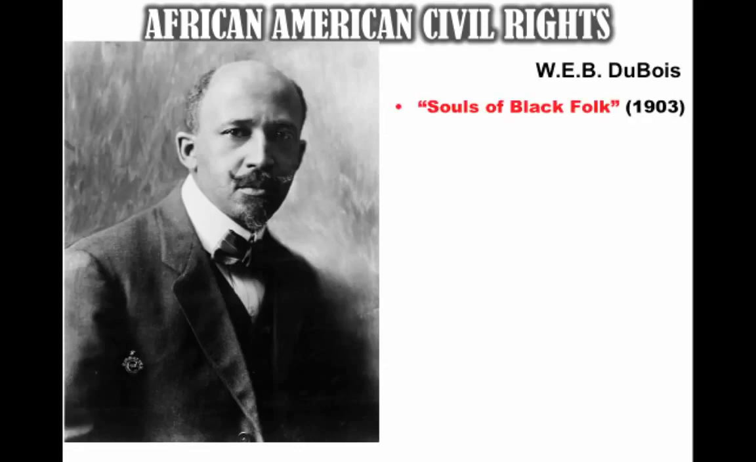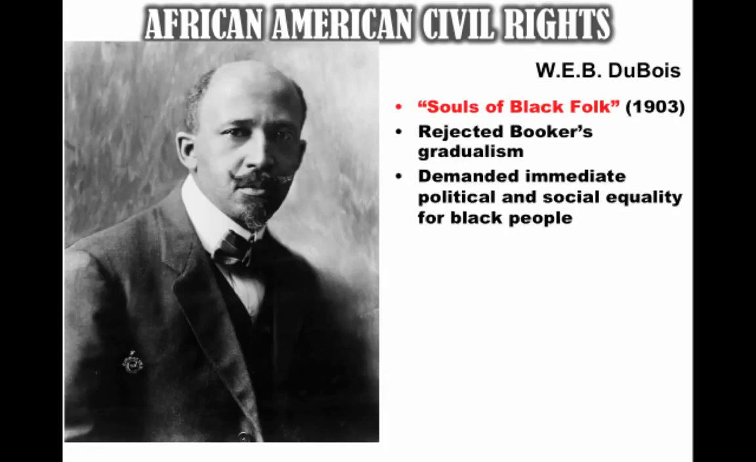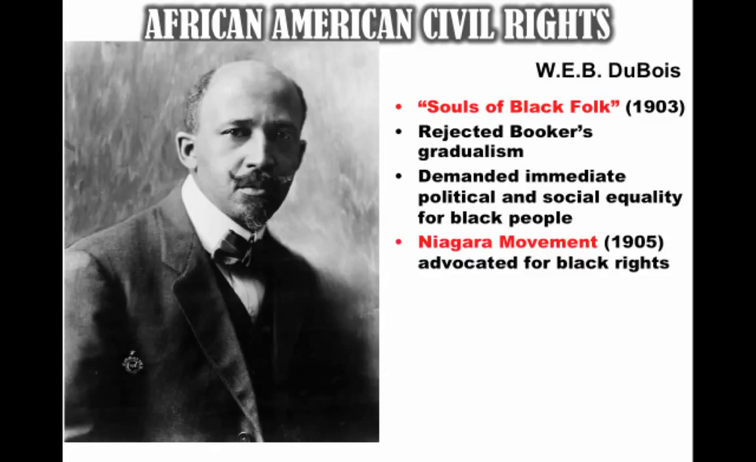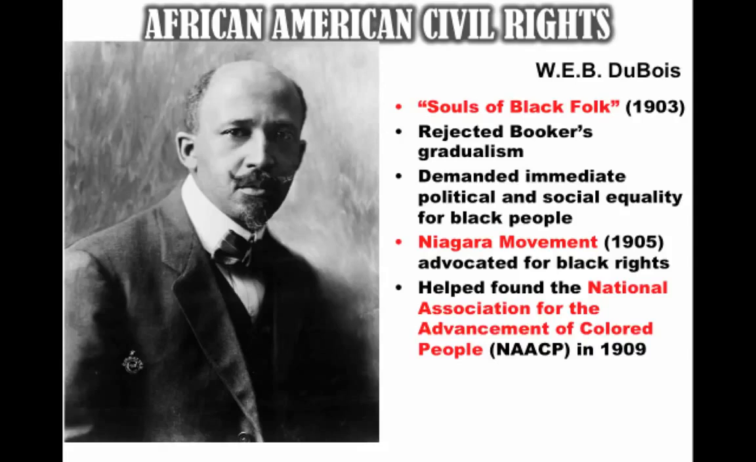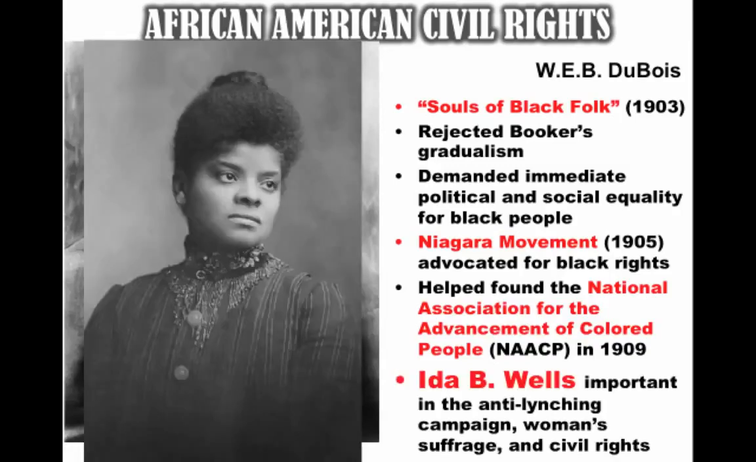The other big figure in the civil rights movement is W.E.B. Du Bois. He writes his very influential The Souls of Black Folk. He rejects Booker's gradualism, and he demanded immediate political and social equality for African American people. He's a figure in the Niagara movement, where a group of civil rights leaders meet at Niagara Falls, and they kind of eventually turn this movement into something called the National Association for the Advancement of Colored People in 1909, the NAACP. Ida B. Wells is a very important figure you should also know about. She is going to be a very vocal advocate against lynching and also women's suffrage and in general just civil rights as a member of the NAACP and other organizations.